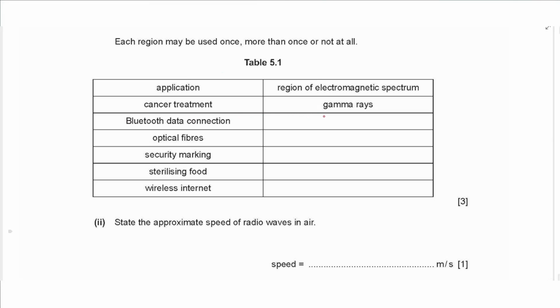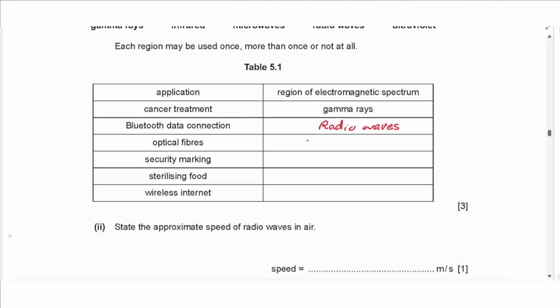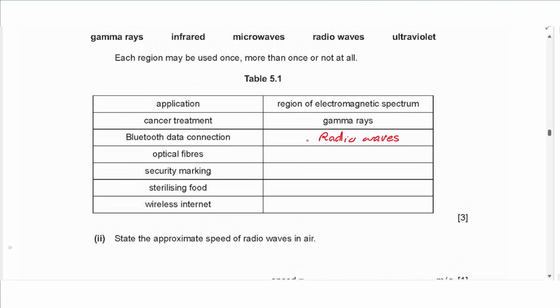Bluetooth data connection is weak, so it actually uses radio waves. That's why it cannot penetrate walls. Optic fibers either use infrared radiation or visible light, so the available one here is infrared, not visible light. Security marking is similar to fingerprints, and the prints are illuminated by ultraviolet rays, so here we use ultraviolet. Sterilizing food uses gamma rays to be able to kill the viruses or bacteria.